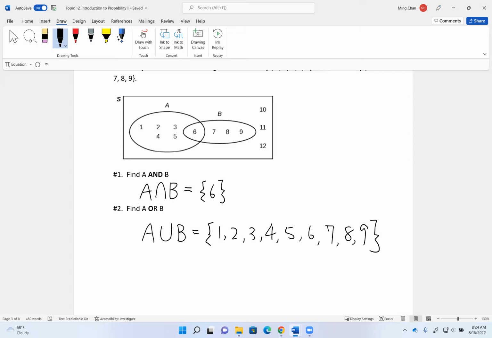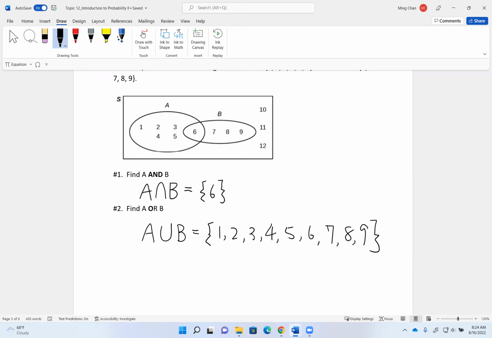So there are more ways to win, but and means it has to be in both, right? That one specific outcome has to be in both events. So the chance of that happening is a lot less. So what's in A and B is only the 6. All right. 10, 11, and 12 are not in the event. So we consider those as complements.